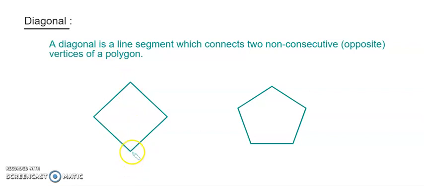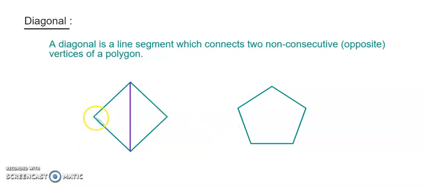Let's consider the vertices which are not consecutive. These two are next to each other and they have already been connected by a side. Similarly, this vertex point is connected to this one. So can we say this vertex point and this vertex point are opposite and non-consecutive? If I join them, this is the first diagonal. Similarly, I can have one more diagonal, that is this, right?